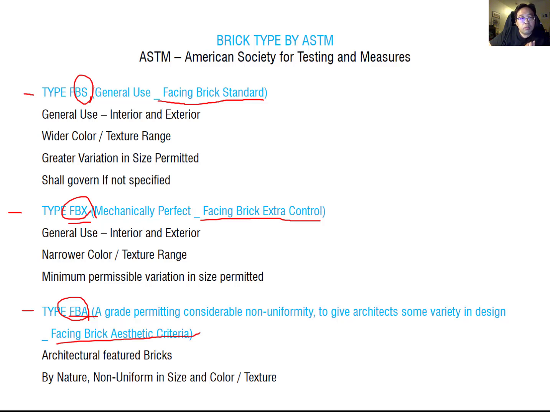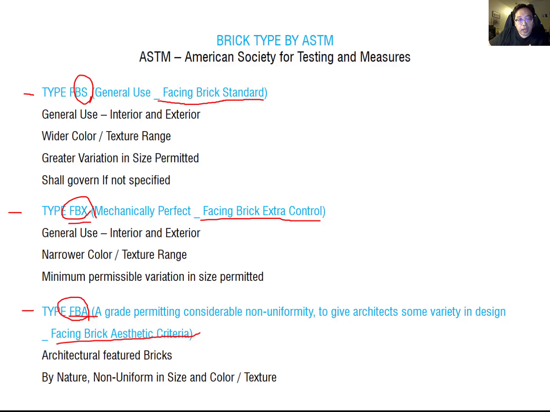Okay, so let's talk about FBS, the facing brick standard. It is the typical brick type for architects. Because it is general use, you can use it for the interior and exterior, and there is a wider color and texture range available, and lots of different sizes available when you're using FBS. This is the standard type used in the architecture industry.